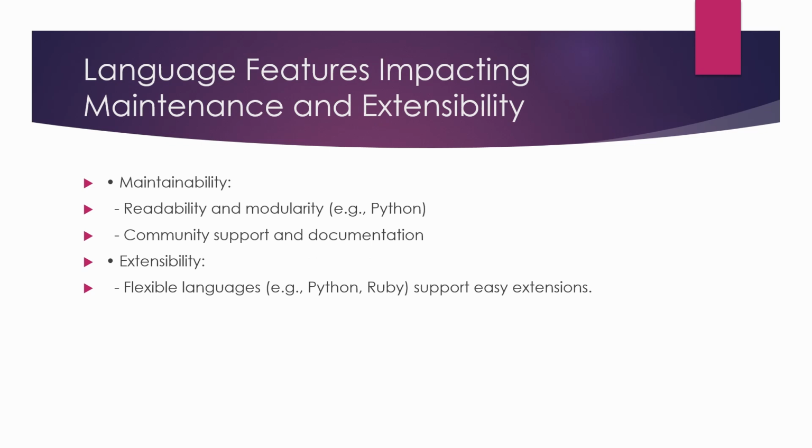Maintaining and extending software systems requires careful consideration of the language features. Readable and modular languages like Python make it easier to manage and update code over time. With strong community support and well-documented libraries, developers can easily extend functionality without breaking existing features. Flexible languages like Python and Ruby also allow easy integration of new modules or third-party libraries, making them ideal for rapidly evolving projects.